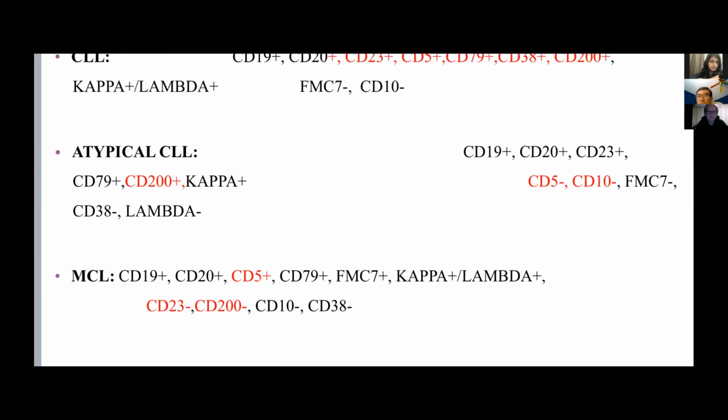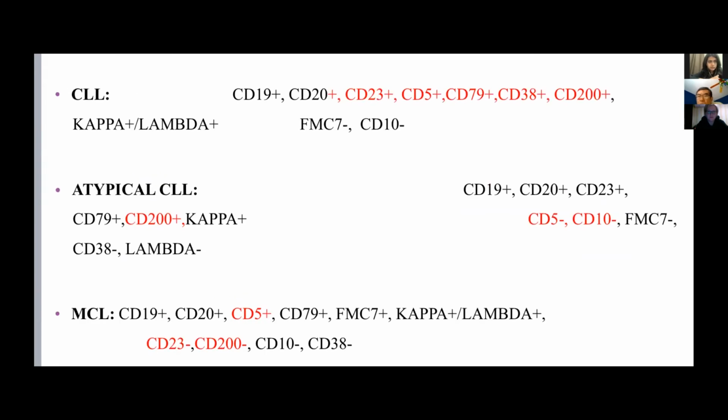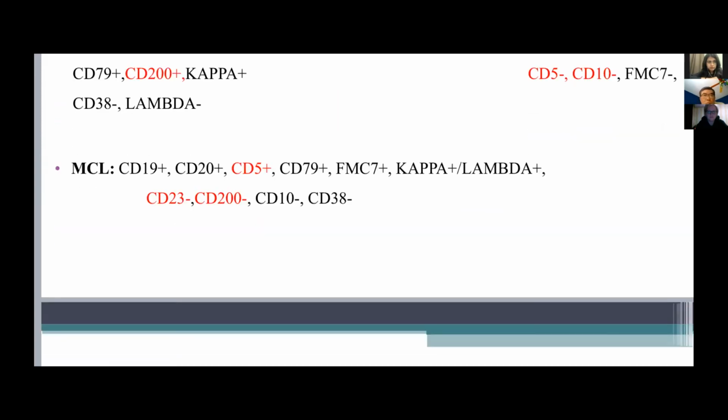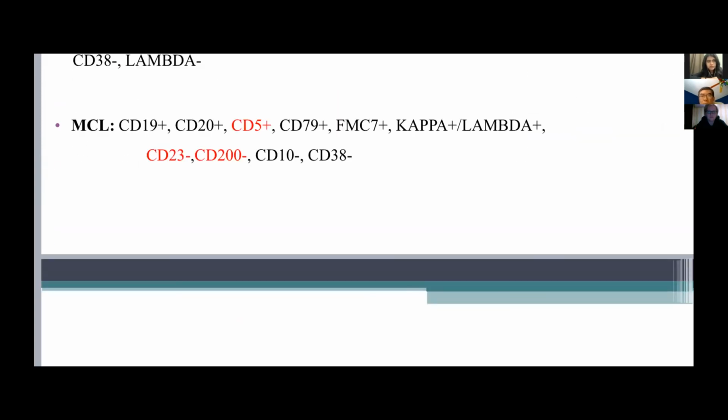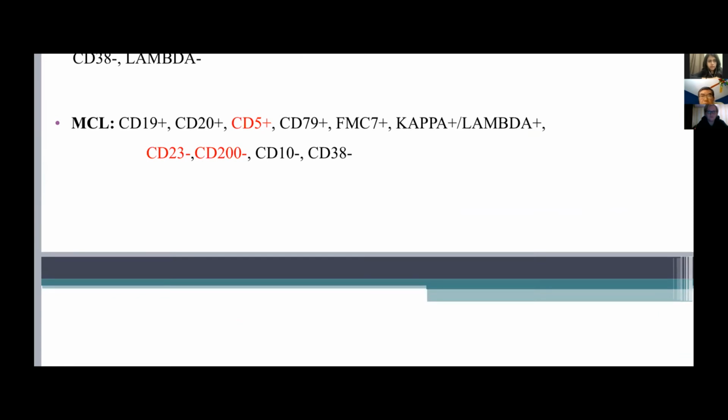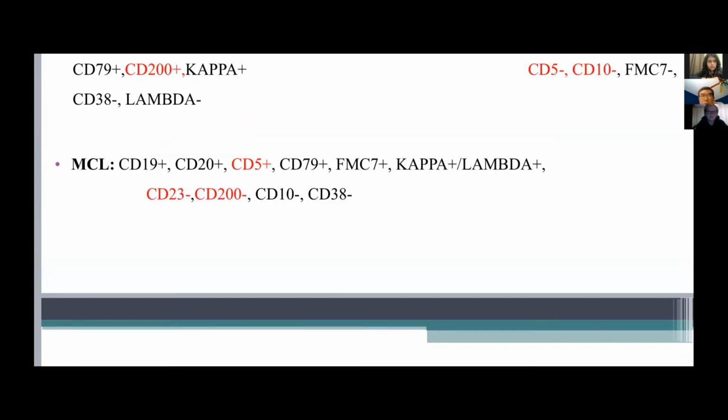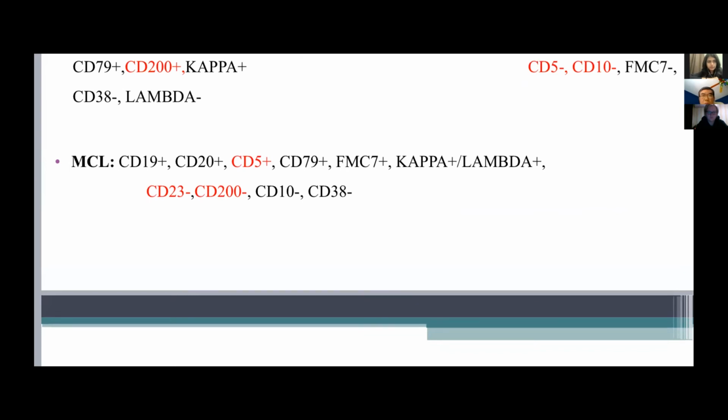Atypical CLL, as I already discussed earlier, was positive for all CLL markers except CD5 and CD10, which were negative. Moving on to mantle cell lymphoma, that was the second most common finding after CLL that we observed in our study. It was a classical immunophenotypic expression: CD5 positive, CD23 negative, and CD200 negative.